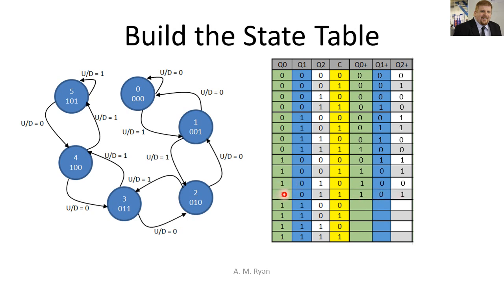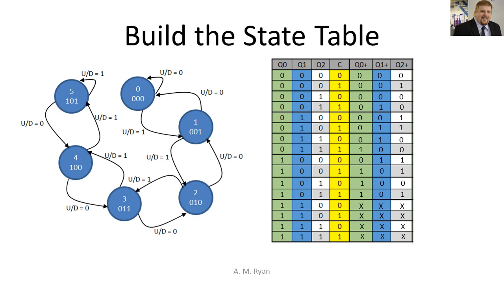Now, what's going to happen here is, effectively, if this input remains a 1, then this isn't going to change, and we're never going to get to these two counts, 110 and 111. They're available in the flip-flops, because there are 8 possible states available, but we're only using 6 of them. So we say we're never going to get into these states, so we don't care about them. We just fill the rest of the table with don't cares. And that has built the state table.